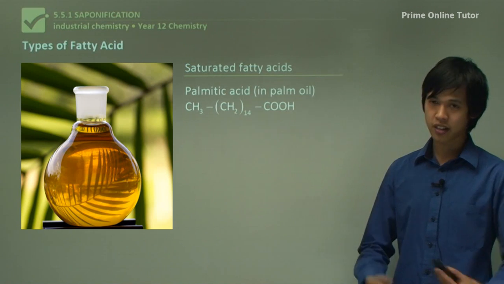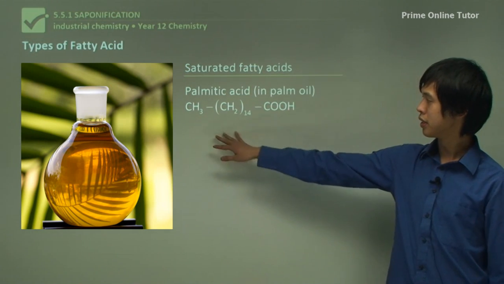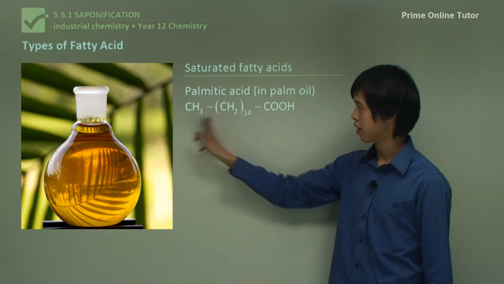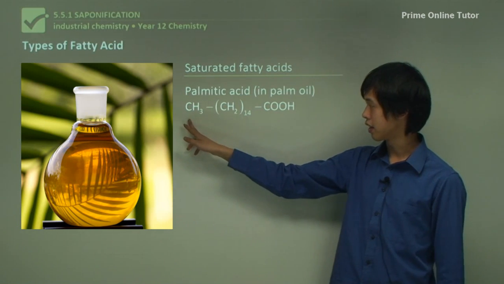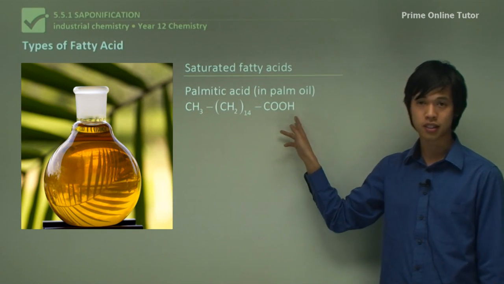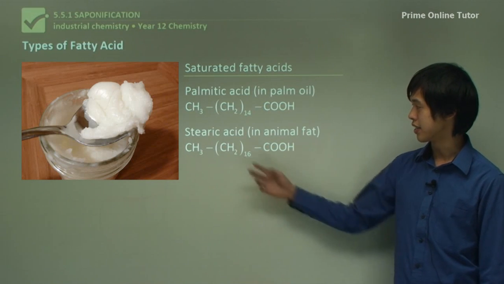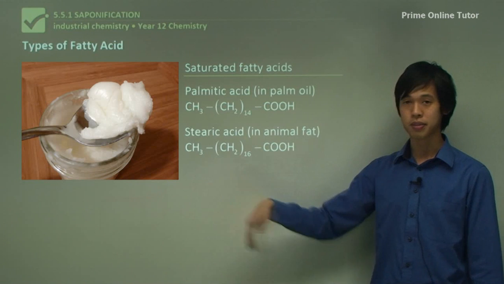Some various types of fatty acids that you might see: palmitic acid, or palm oil, is essentially just an acid group with 15 carbons before the carboxylic acid group. There's stearic acid, which is animal fat. There's 18 carbons in total.